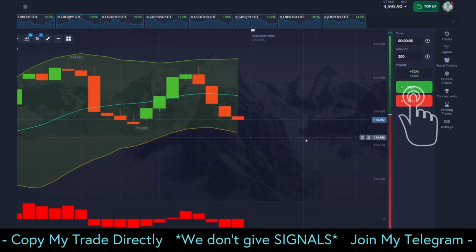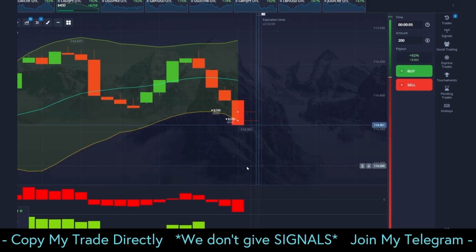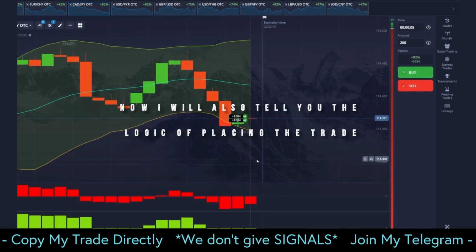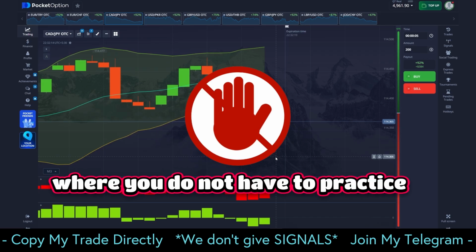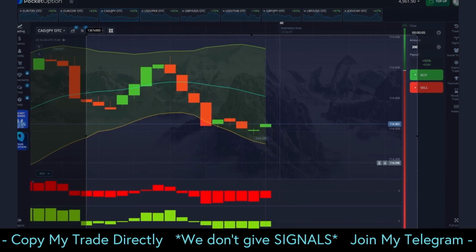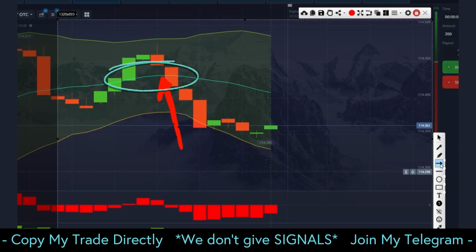I am pressing the red button twice for recovery here, and you can see, the result is in front of all of you. Friends, now I will also tell you the logic of placing the trade and also tell you where you do not have to practice. If you look carefully here, I have told you one point that when the market is around the midline, i.e.